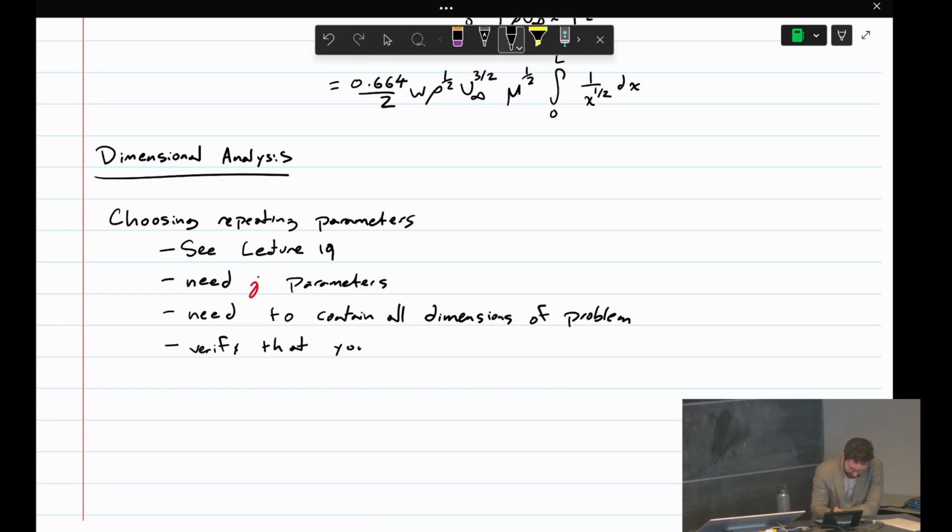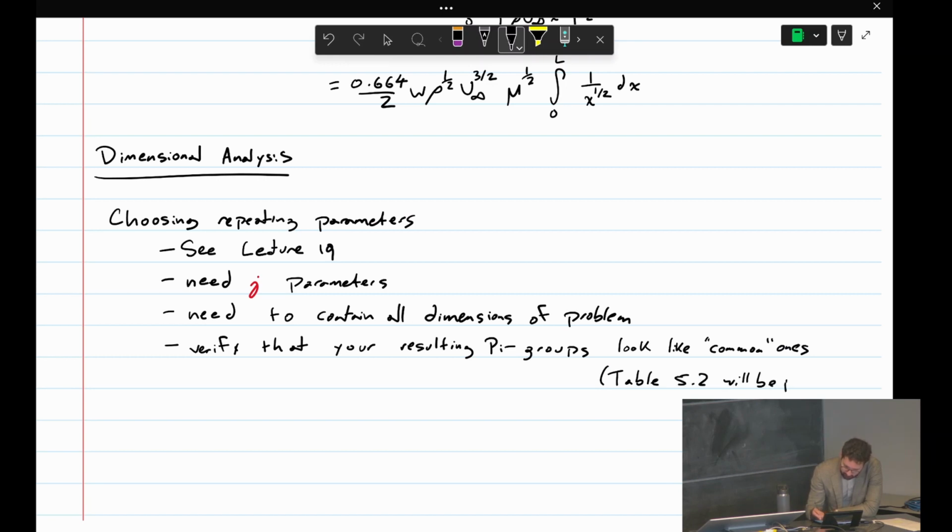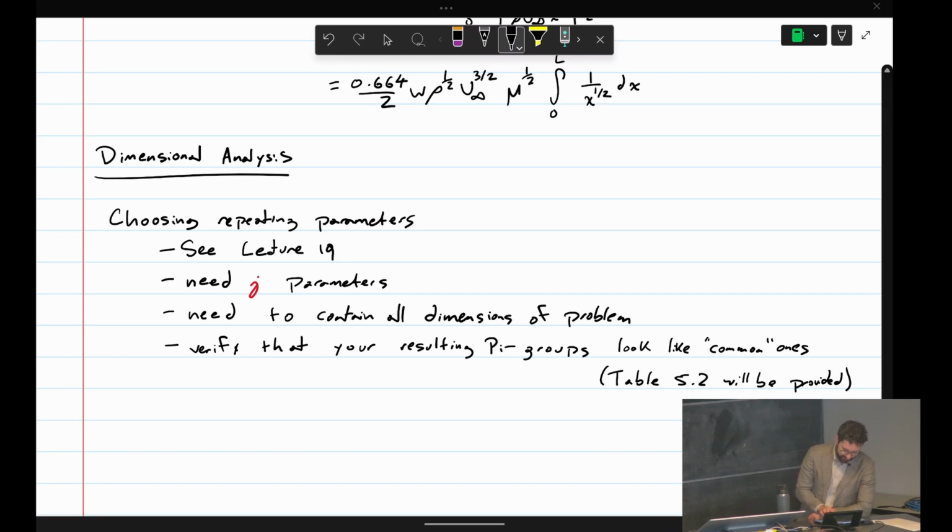that your resulting pi groups look like common ones. And again, table 5.2 is going to be provided on the midterm. The practice midterm has that table provided in it with the material properties. That's exactly how it will look on the actual midterm. Are there any questions about any of what I just said?